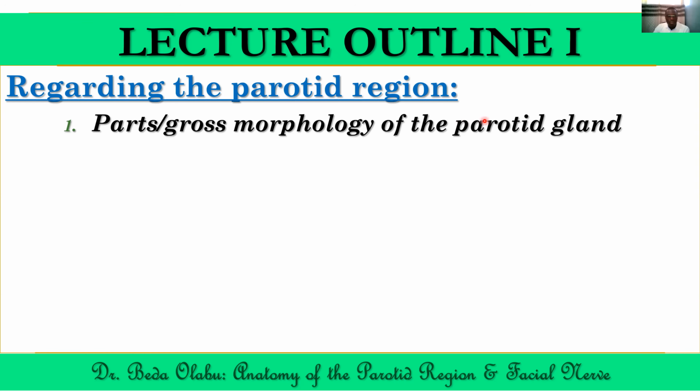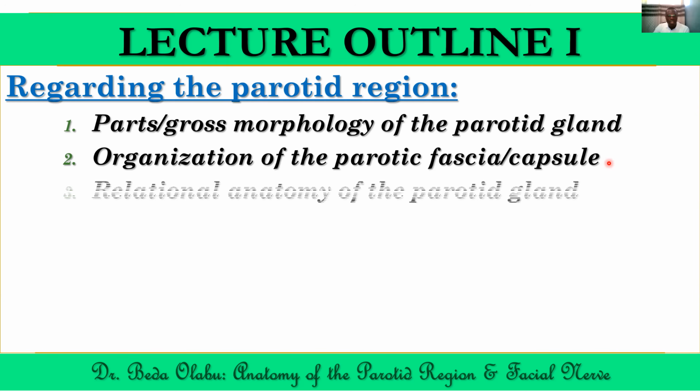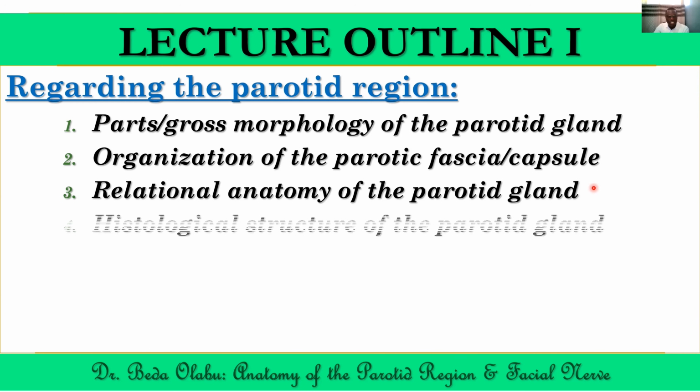First, we look at the parts and gross anatomical morphology of the parotid gland. Then we look at how the fascia that surrounds the parotid gland is organized. We can call it parotid fascia or parotid capsule. We'll also look at the relational anatomy of the parotid gland. And while we are here, we are going to look at the things surrounding it, as well as the structures within it. They're still part of relations.